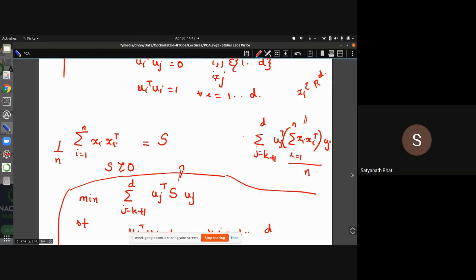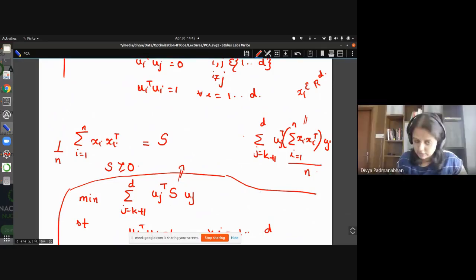And that 1 over n makes it like an average error. Yes, exactly. This 1 over n has been absorbed into the S, and so overall it's an average. So you can think of it as the average error from each of the components that you didn't use in your projection. So uj transpose S uj is like the average error because of not using the jth vector from the orthonormal basis.